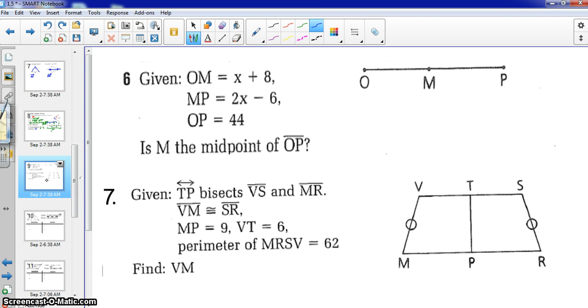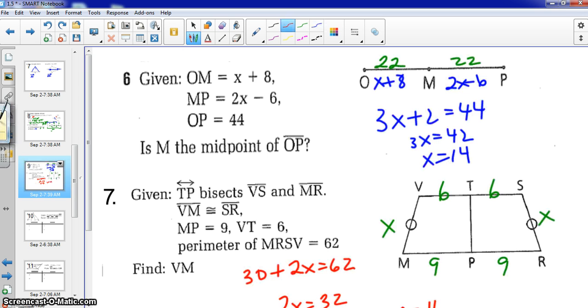Actually, why don't you guys pause and solve numbers 6 and 7. In number 6, when we add the segments together and solve for x, we get x is 14, and when we plug that in, we get that each segment is 22, therefore M is the midpoint.